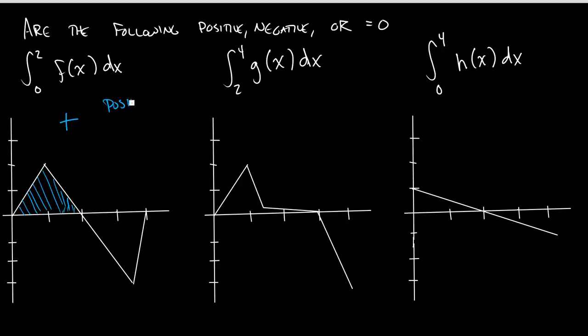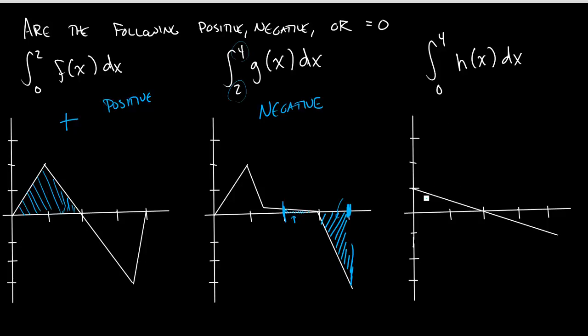And for the next one, though, we're going from 2 to 4. So 2 starts here, so we have a little bit of area that's above. And then we have a lot of area that's below. So the reason I'm choosing these two is because I start at 2 and I end at 4. That's what these bounds tell me. And so is this whole thing going to be positive or negative? Well, I have a little bit of positive area, but I have a lot of negative area. So this is going to be negative.